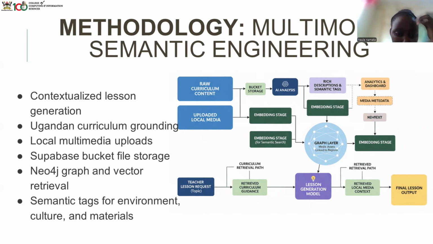This extracts the semantic descriptions, the environmental tags, the cultural indicators, and the material references. Then this extracted metadata is embedded into a vector representation and linked into the Neo4j knowledge graph. The graph structure enables the semantic retrieval of culturally relevant educational evidence. Finally, the retrieved evidence is used to generate localized competence-based lessons aligned with the Ugandan curriculum. So this creates an end-to-end pipeline from the community media collection to the grounded educational generation.